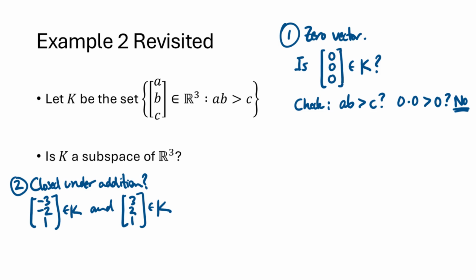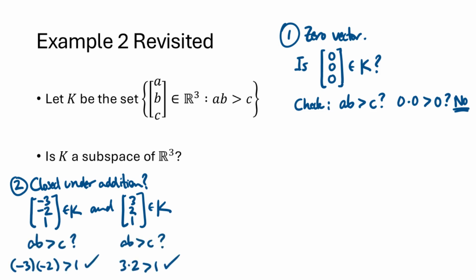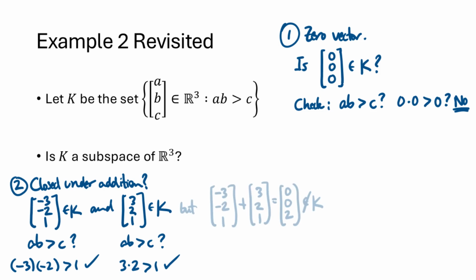Now how do I know that those vectors are in K? Well, I check the property. -3 times -2 is greater than 1, so the first vector is in K, and 3 times 2 is greater than 1, so the second vector is in K. But now what happens when I add these 2 vectors together? Well, I get the vector 0, 0, 2, and that vector is not in K.